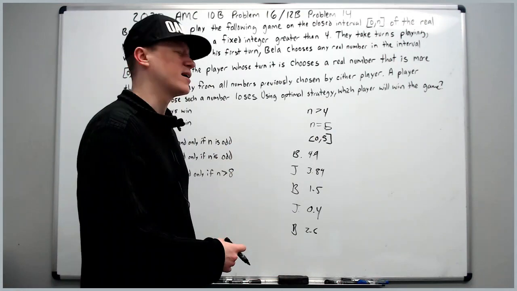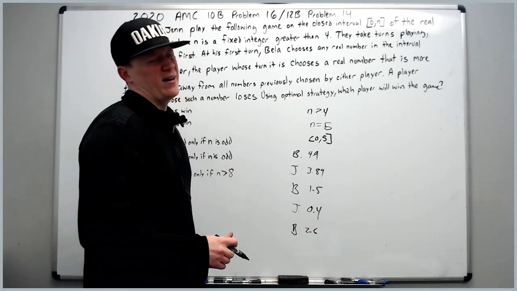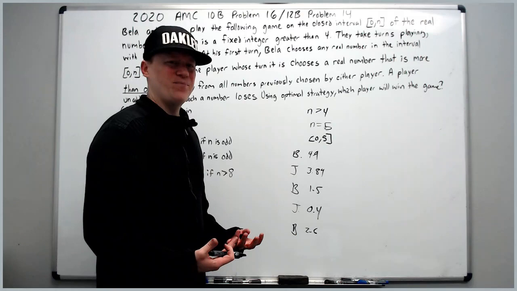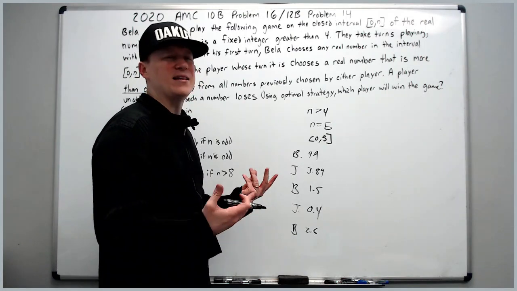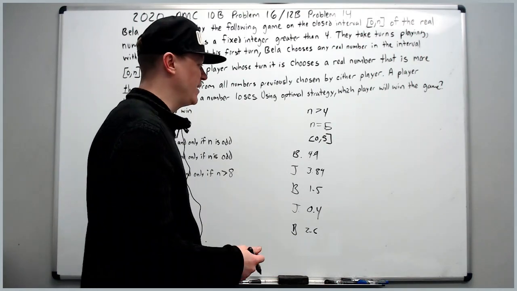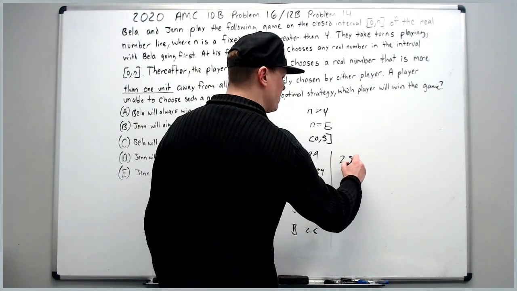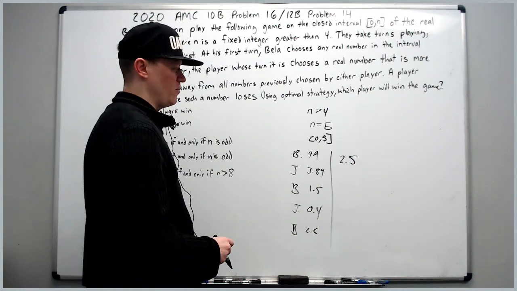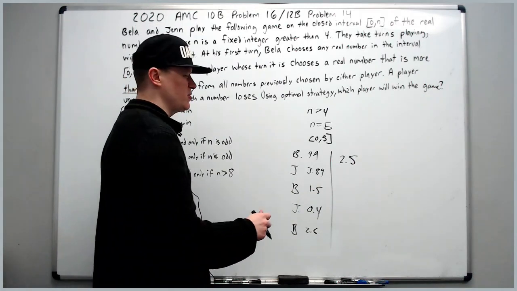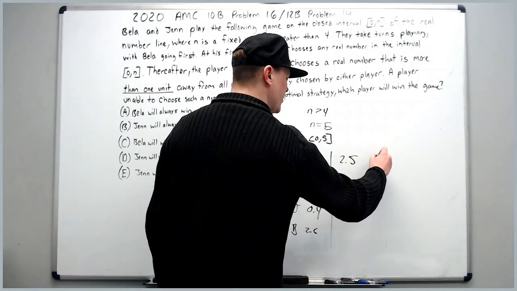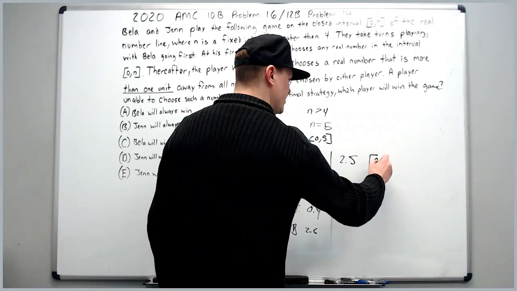game mechanics work. This is where you have to have an epiphany, and it has to come across. I don't know how you think of it. You just think of it on the spot, but eventually you might try something like, what if Bella chose the midpoint, right? What if Bella chose a midpoint? If Bella chose a midpoint, it would leave 2 intervals for Jen to choose in.